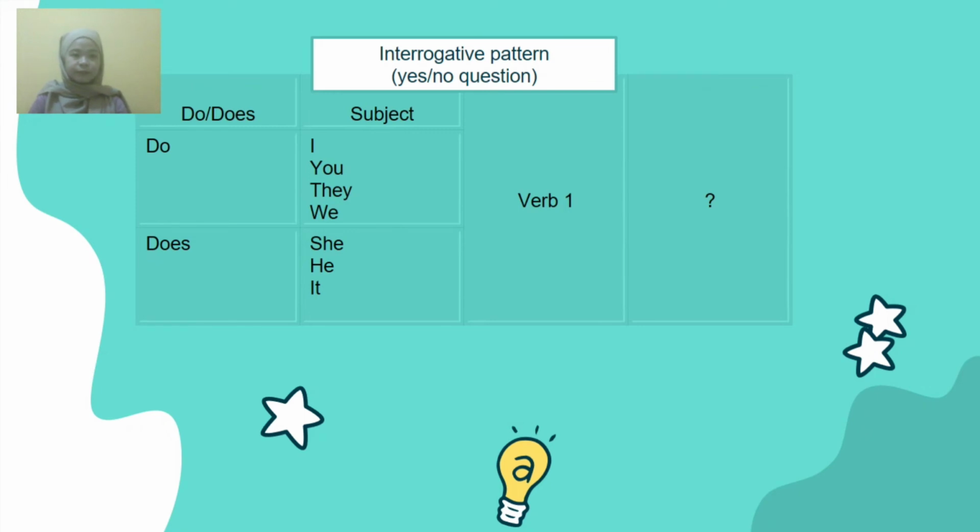Next, interrogative pattern. The interrogative sentence pattern in simple present tense is divided into two: yes or no question and WH question. In the yes or no question pattern, do or does is placed at the beginning of the sentence, followed by subject and verb 1, and also a question mark.